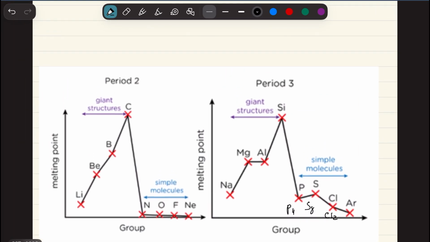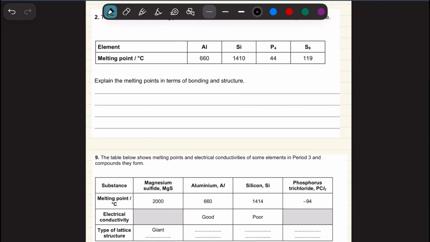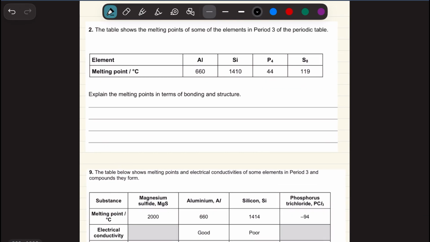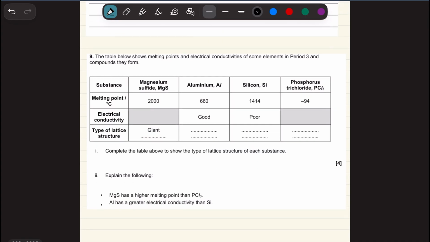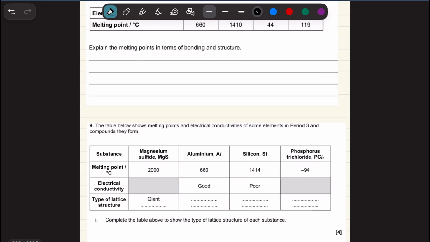Hope that makes sense. Okay, if I'm correct, this is going to be a bit of a short video, but question time. So you've got the first question. Application is really where you're going to get the most marks. So explain in terms of melting points, in terms of bonding and structure, and then also fill out this table and explain those two statements below. I'll give you time and then we'll get into the answer.